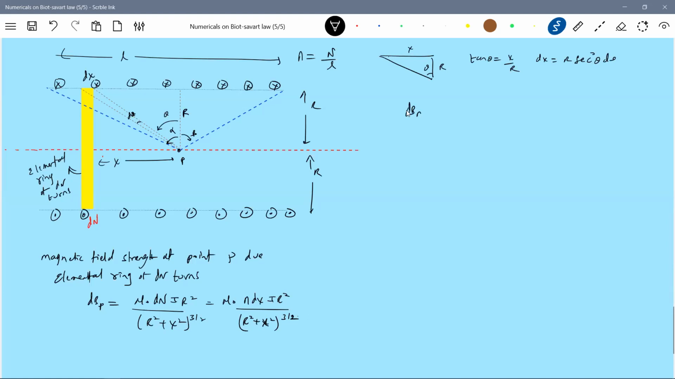So the field strength at this point will be mu naught n, dx will be r secant square theta d theta, into I r square, over 2. The 2 is missing. r square plus x square will be r square tan square theta plus r square. So mu naught n I r cube.